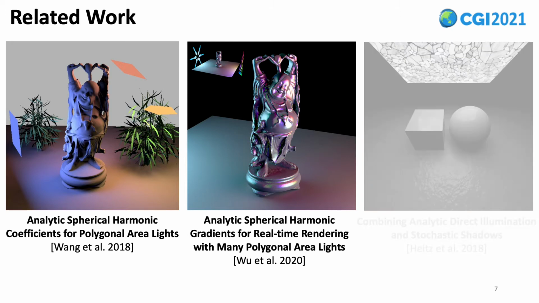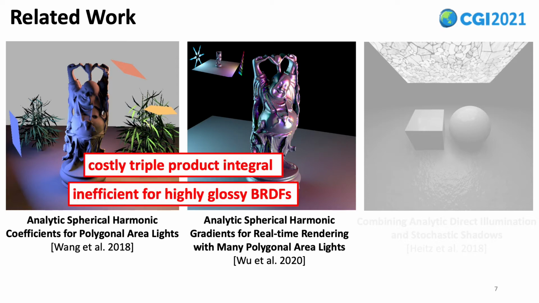Wang et al. derived an analytic solution of the integral of spherical harmonic functions over the polygonal domain. Wu et al. accelerate the computation of the spherical harmonic coefficients for polygonal light sources using gradients. Although these methods can render shadows for both polygonal light sources and environment lighting, these methods require costly triple product integral of spherical harmonics and can be inefficient for highly glossy BRDFs as they require higher order spherical harmonics to represent such BRDFs.